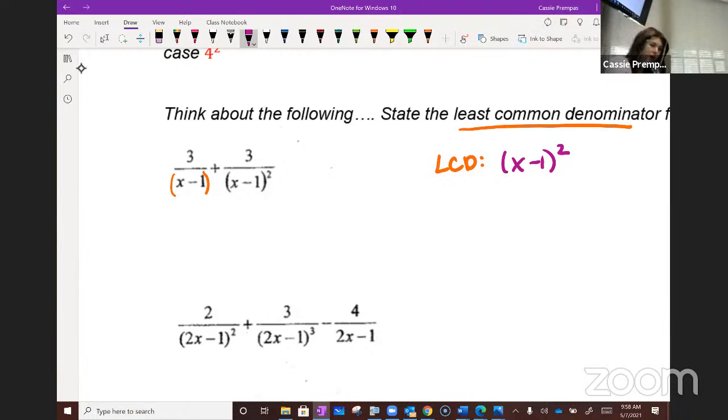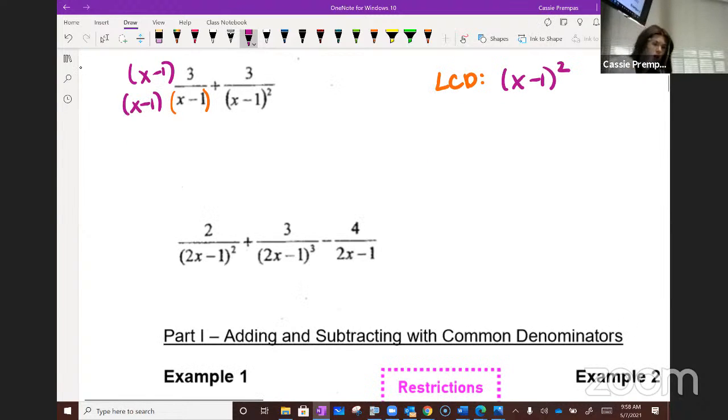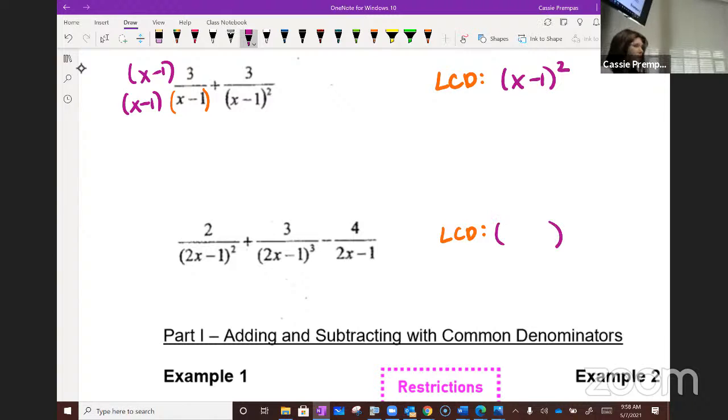So I would have to multiply this by x minus 1 over x minus 1 in order to simplify. We won't simplify that one. We're just seeing, hey, do we get what a least common denominator is? Let's look at this next one. If you have 2x minus 1 squared, 2x minus 1 cubed, and 2x minus 1, turn to your partner and see if you can tell them what would be the least common denominator for this expression.